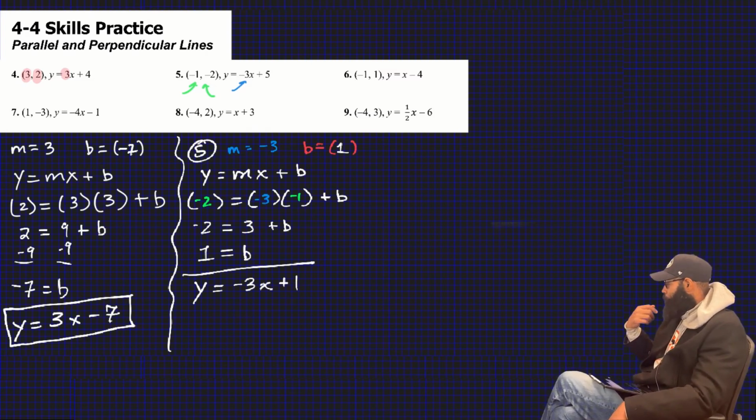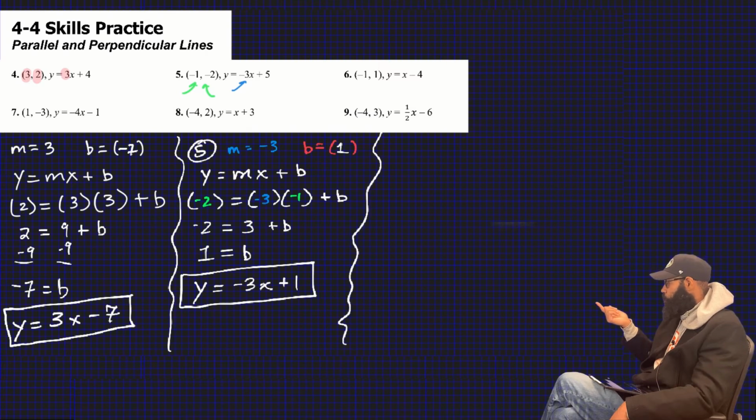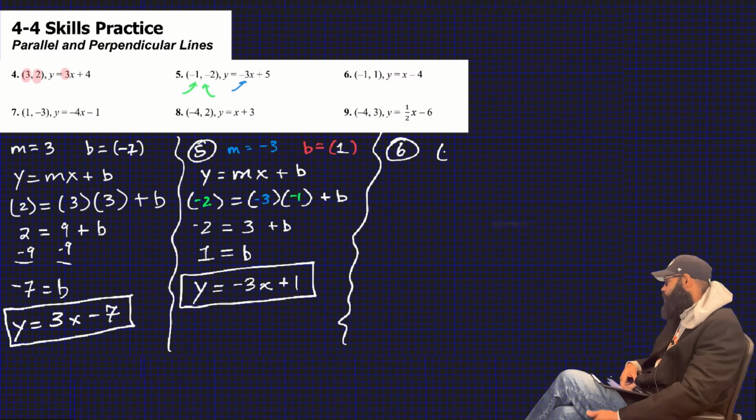Alright, guys, we're done. y is equal to negative 3x plus 1. So, we're good. We're gonna move on to number 6 here. Swiggle her down and get her ready. And let's see how well I knock this one out.